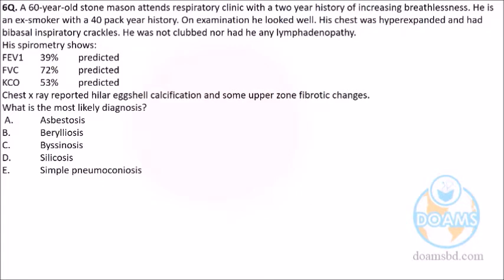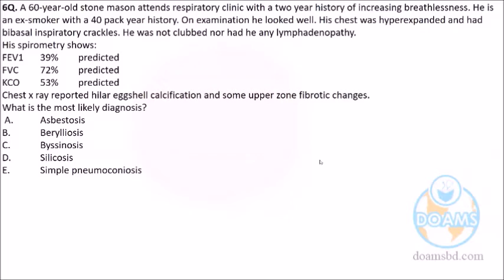Lung hyper-expanded means emphysema, but having bibasal crepitation, so it gives an idea of interstitial lung disease, but no PLAB, nor any lymphadenopathy. The patient does not have any lymphadenopathy. FEV1 39, FVC 72%, KCO 53, KCO also low. Chest X-ray: hilar eggshell calcification and some upper zone fibrotic changes.